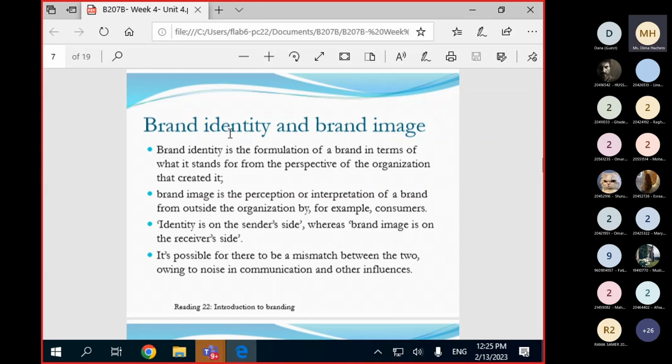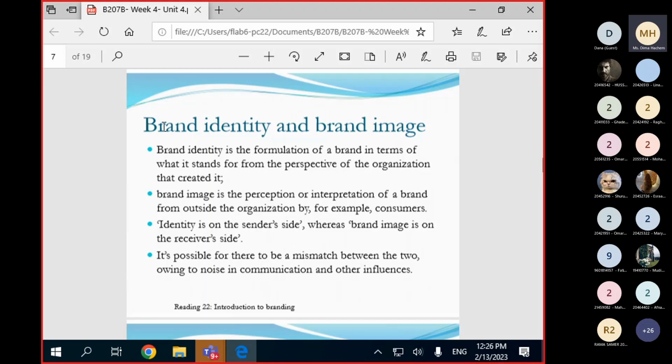Okay, so here we have the brand identity versus brand image. Very simply, brand identity is what the company or the brand wants you to see it as. So they decide, we want you to see us as A, B, C. So it comes from the side of the organization, of the brand. Now, the brand image is how you as a consumer actually see the brand. So this is on the side of the consumer.